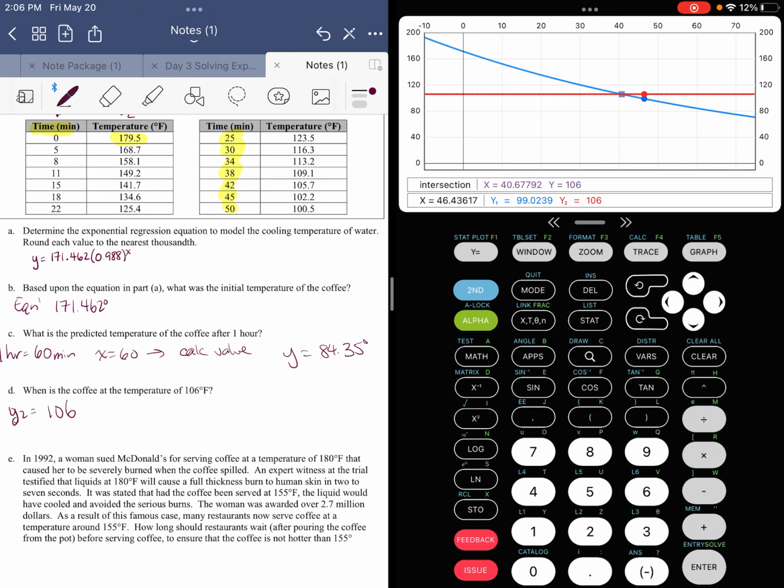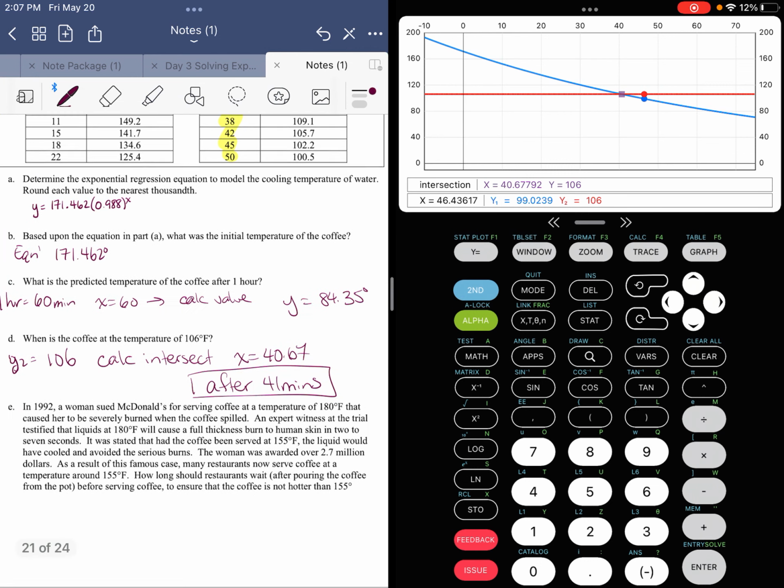And here we get the intersection of x is equal to 40.67. So x is equal to 40.67. So after 41 minutes. 41 hours, I'm pretty sure it would be much colder than that.